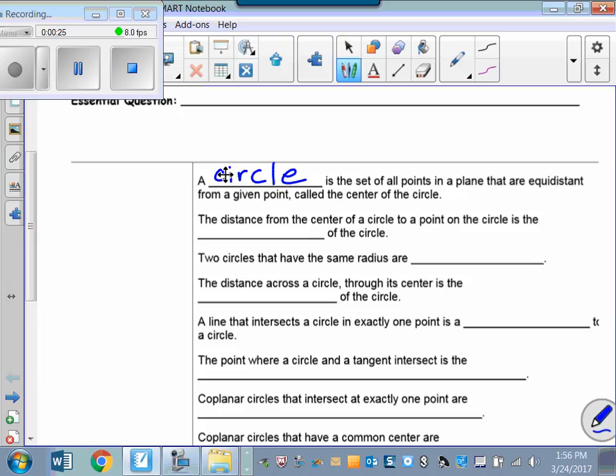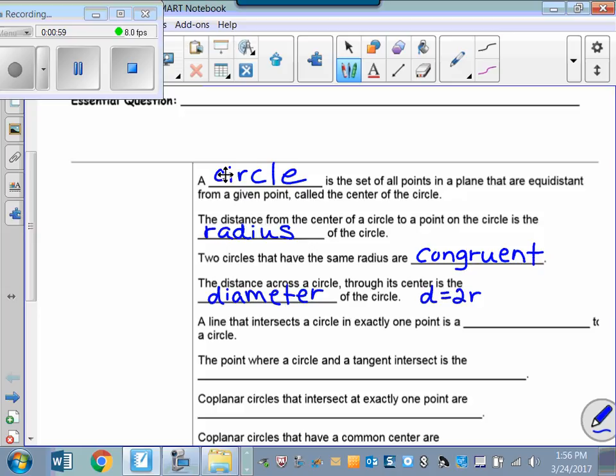Okay, what is the distance from the center of a circle to any point on the circle? We all know that is the radius. Two circles that have the same radius would be congruent circles. The distance across a circle going through the center, we know, is the diameter of the circle. And hopefully we all remember that the diameter is twice the radius. We'll put that up there.